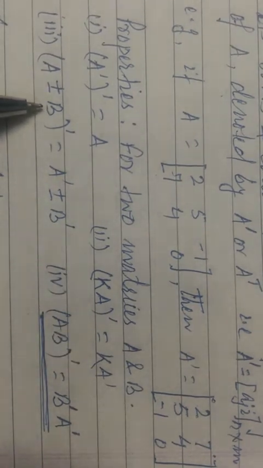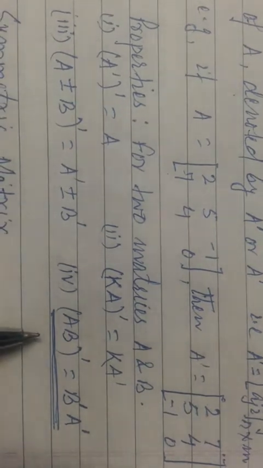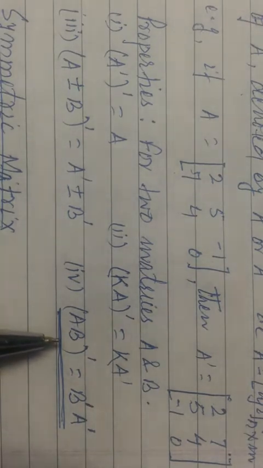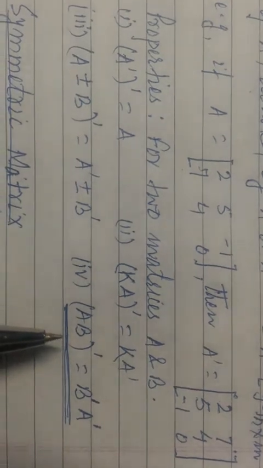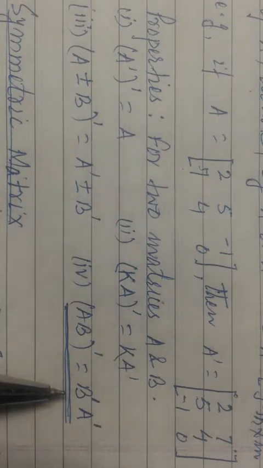Third, if you take two matrices, take their sum or difference and take the transpose, it will be equal to the sum or difference of the transposes of the matrices, meaning A transpose plus B transpose for plus, and A transpose minus B transpose for minus. Very important is your fourth law: the transpose of AB. When you take the transpose of the product of two matrices, it is equal to B transpose into A transpose, in the reverse order. This is also called the reversal law.